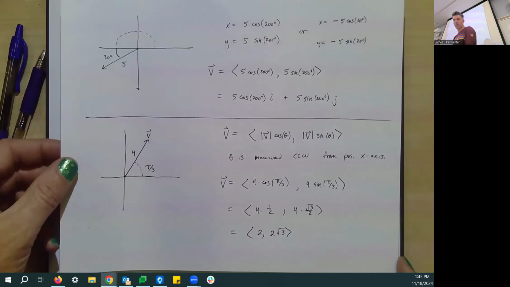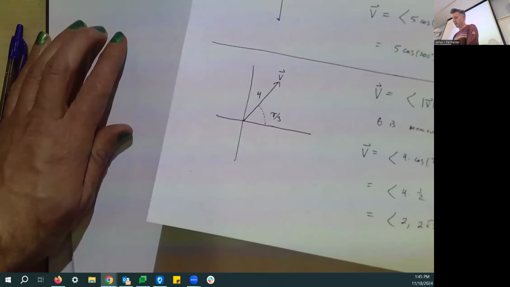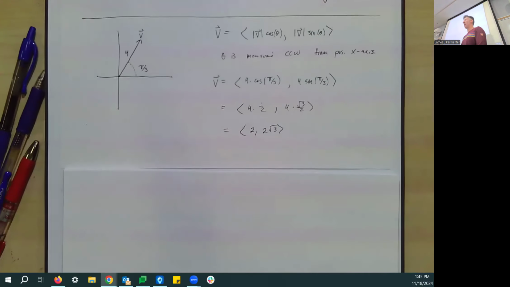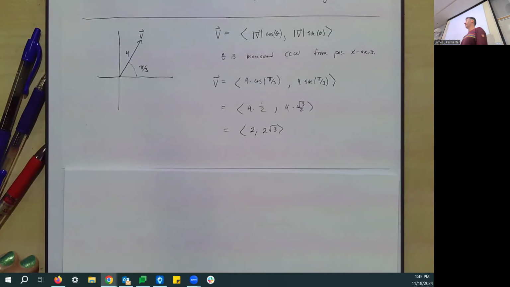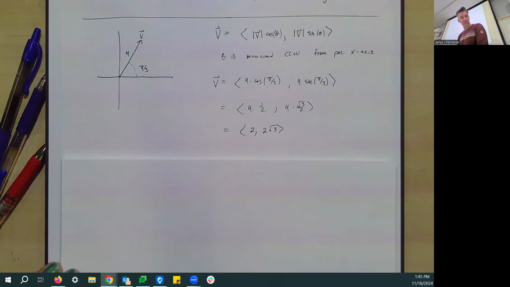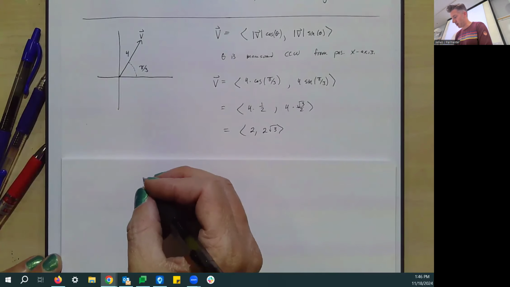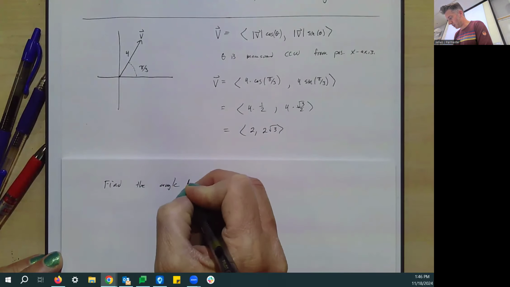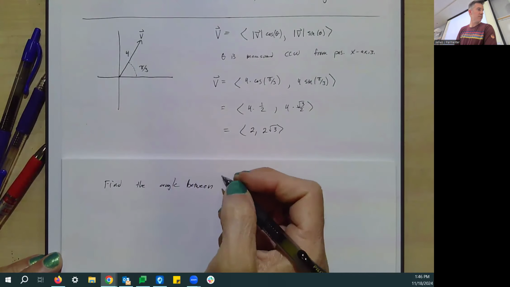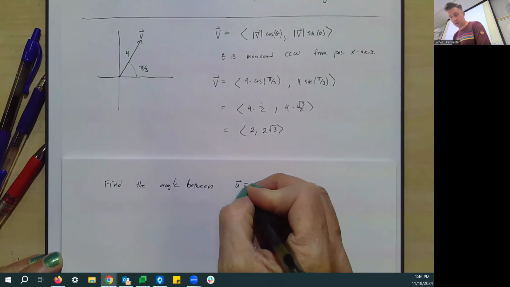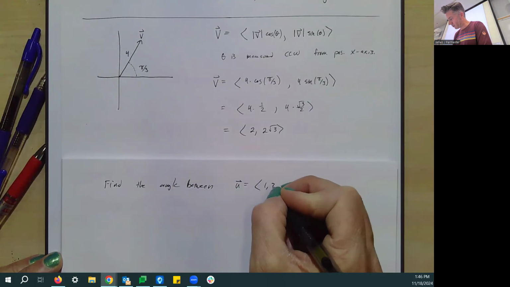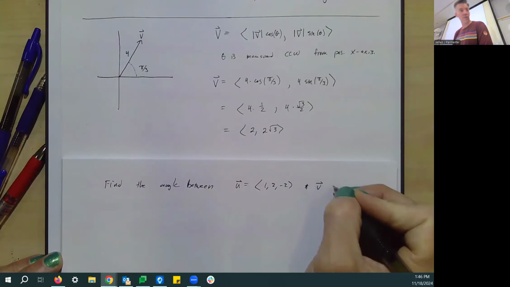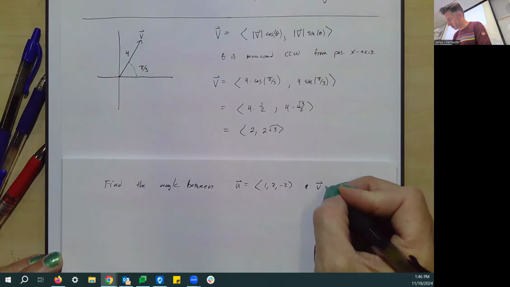I will also point out that you can find angles between vectors in higher dimensions. Technically, you could find angles between vectors in 4 dimensions or 5 dimensions or 6, and that's where you really have to rely on the definitions. But we could even do it in a three-dimensional situation, like we could find the angle between the vectors u equal to 1, comma 2, comma -2, and v equal to 4, comma 0, comma -3.